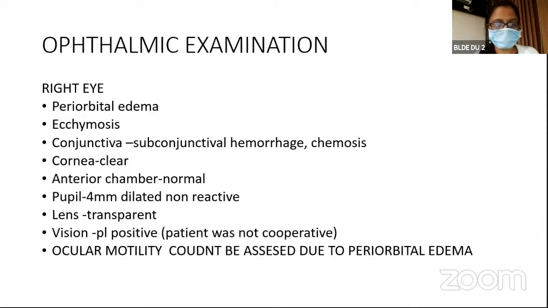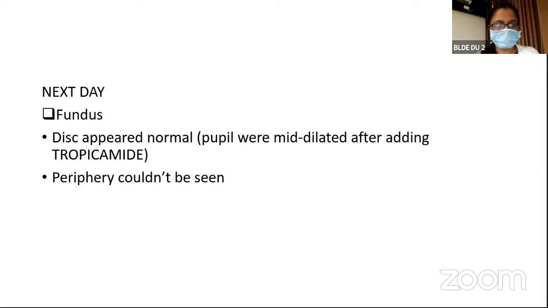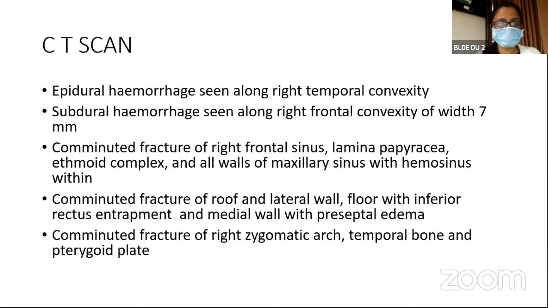On ophthalmic examination, there was periorbital edema, there was ecchymosis, conjunctiva showed subconjunctival hemorrhage, there was chemosis, cornea was clear, anterior chamber appeared normal, pupil was 4 mm dilated and non-reactive. Lens appeared transparent. Vision was perception of light positive. Patient was not cooperative. Ocular motility could not be assessed due to heavy periorbital edema. On next day, fundus was visualized. Disc appeared normal. The pupils were mid-dilated after adding tropicamide eye drops, though periphery of the fundus couldn't be seen.